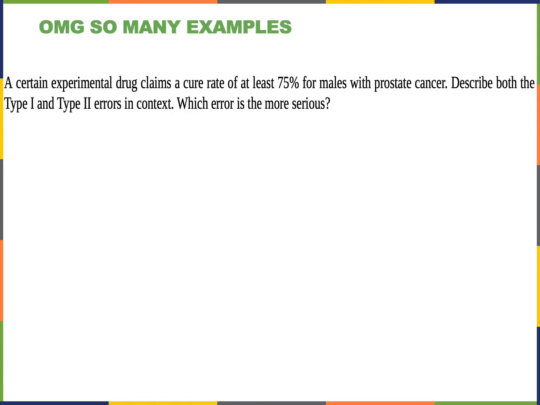Okay, OMG, so many examples, but this is the last one. So a certain experimental drug claims a cure rate of at least 75% for males with prostate cancer. Let's describe both the type 1 and type 2 errors in context, and which error is more serious. So if you think you can do this, I'm sure you can. Go ahead and pause the video and try this out for yourself.